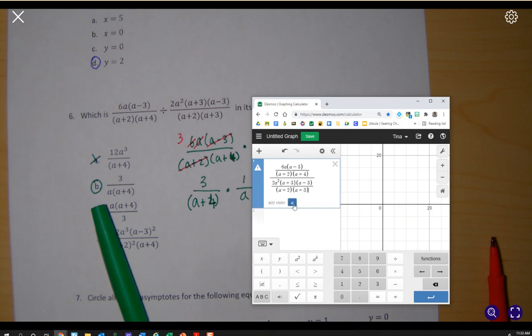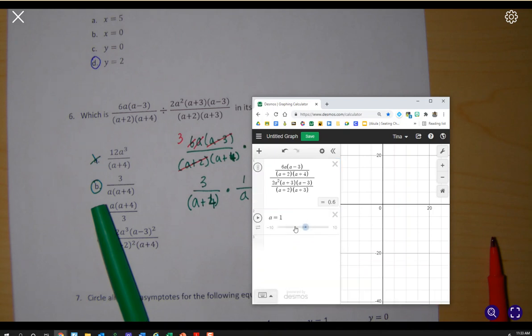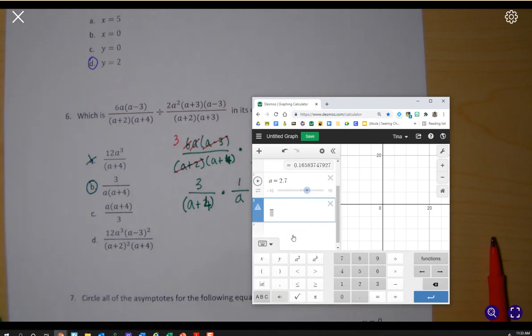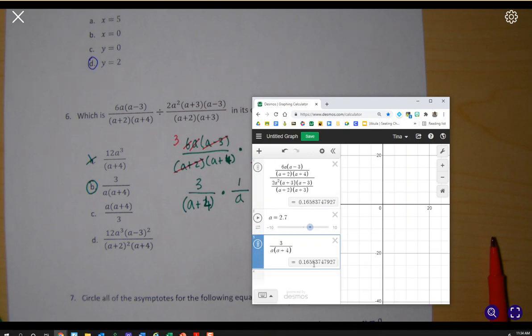Okay, and then here you're going to press this, and then just change your a to some random number. There's your decimal, and then let's try our answer choice that I got here to see if it matches. Yes, it does. They both are the exact same thing. Look at how crazy that thing looks.